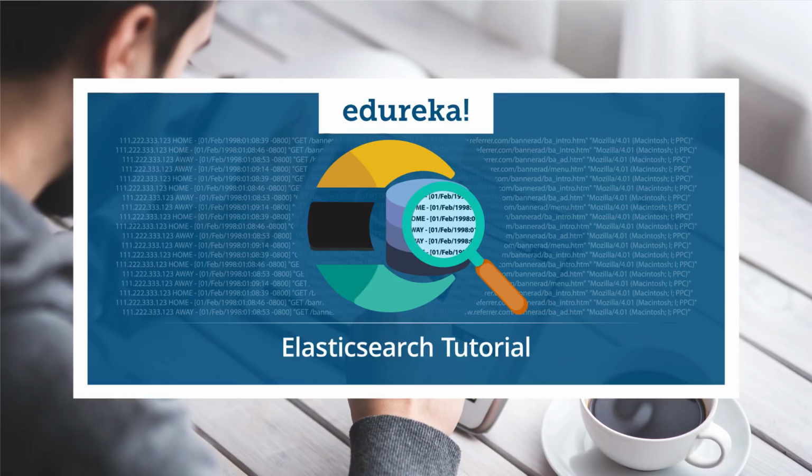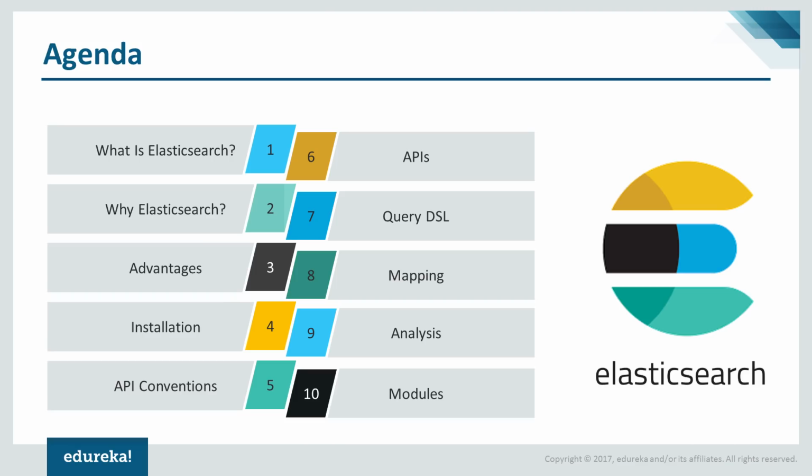Let's quickly dive into the slides, and I'll go through Elasticsearch in more detail. This will be the agenda for today's slides. The agenda includes what is Elasticsearch, why we need Elasticsearch, what the advantages of adopting Elasticsearch are, installation of Elasticsearch, various API conventions which are used, various APIs, query DSL, mapping, analysis, and modules. So these will be the agenda for today.